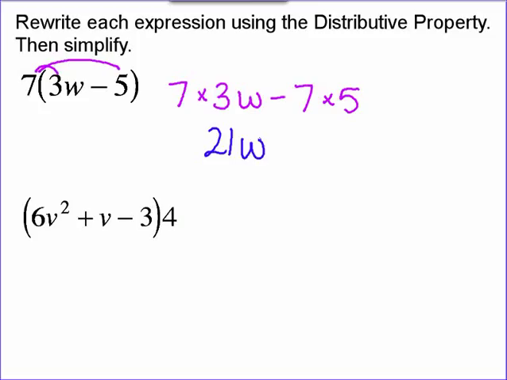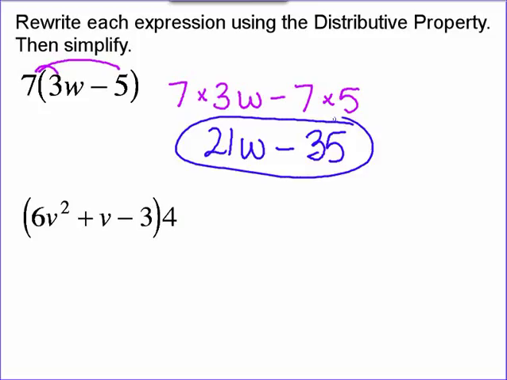21w. Remember, we just take 7 times 3 and then add our w. What is 7 times 5? 35. Can you combine those at all? No. There's your answer. Now the next one is the exact same thing, except for our 4 is written after.